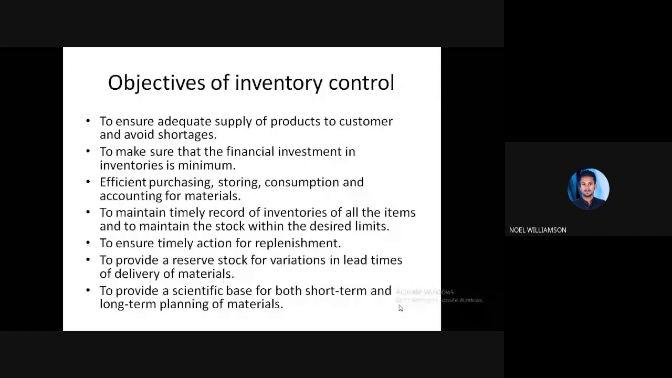Next, to maintain a timely record of the inventories of all the items and to maintain the stock within the desired limit. Through this, we will monitor continuously at every point of time, that is, recording the inventories. What is the present level of inventory? Whether we have to order more. There is a maximum and minimum level for the inventory. If the level goes down, before reaching the minimum point, we will place the order.